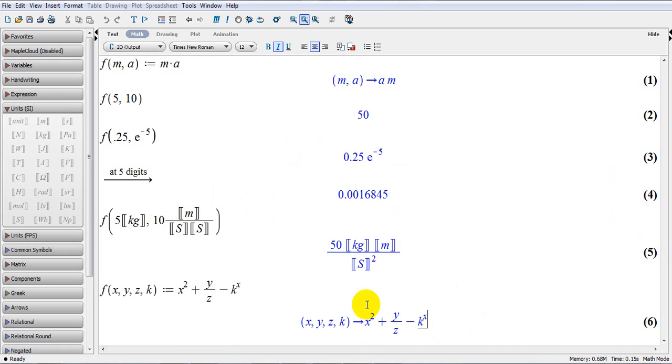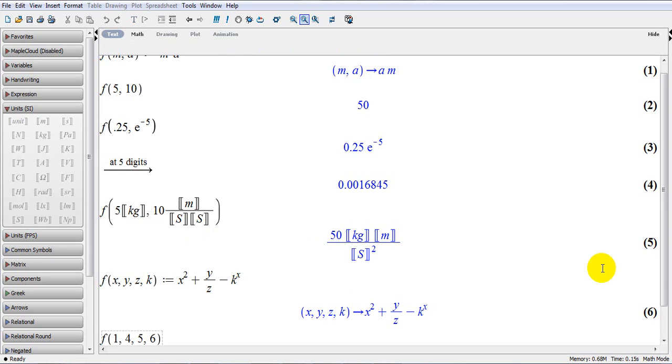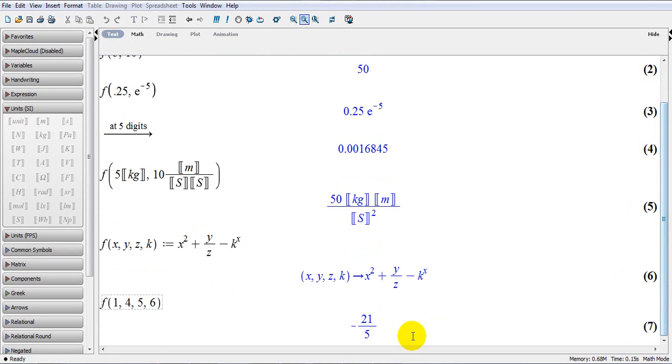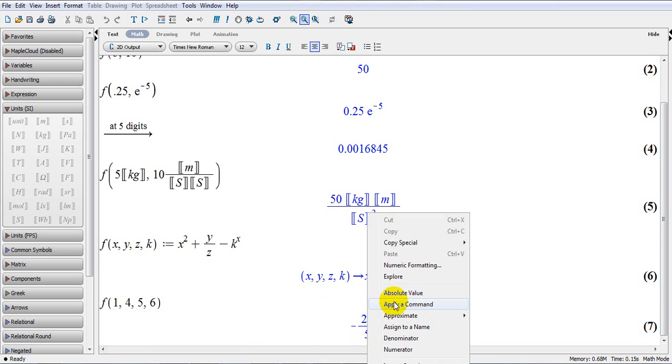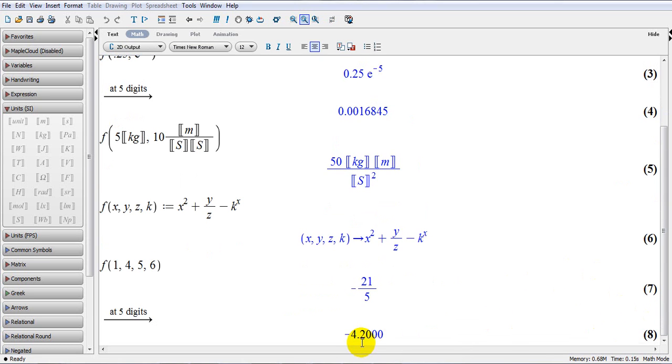And if I want to find the value of this function at a certain point, at this particular point, we have four variables, and I want to calculate the value at this point, so just press enter, and it simply calculates for you here. And then again, if you want to find the value here, all you do is you go here, right click, approximate, and you get the value of minus 4.2.